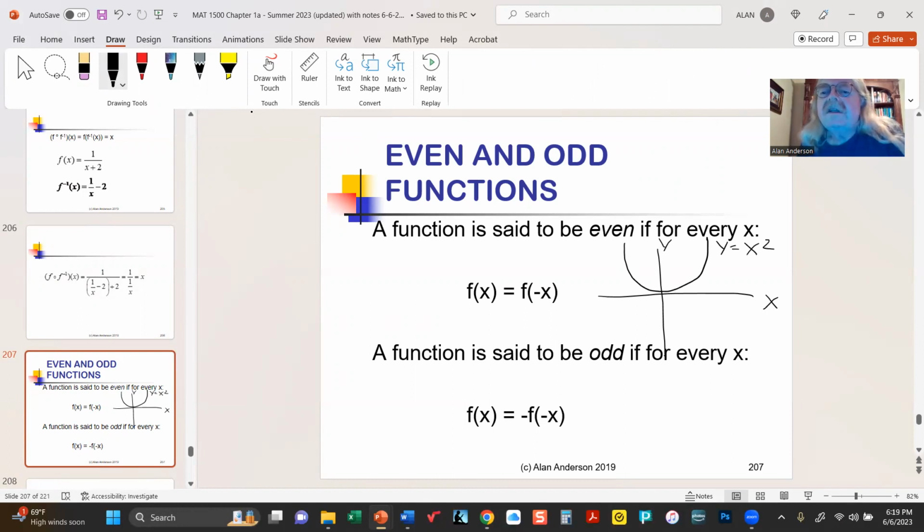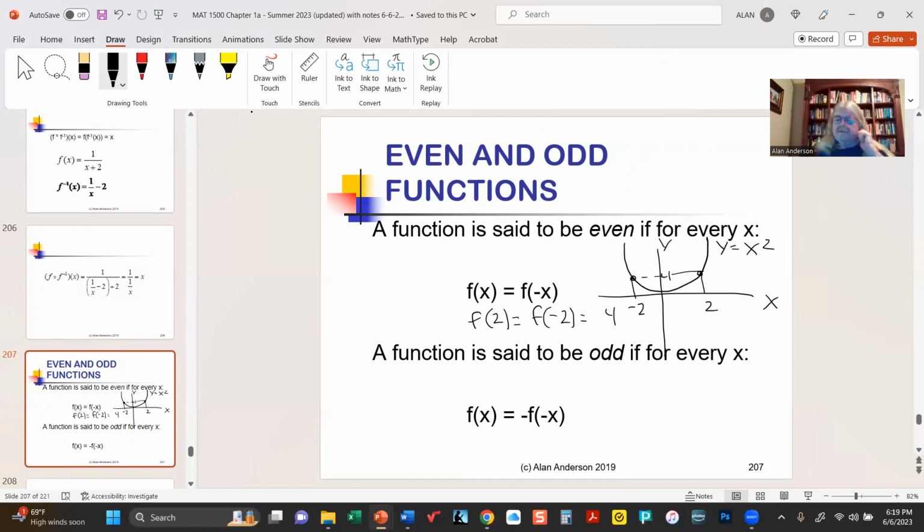Y equals x squared is an even function because, let's say, for example, f of 2 equals f of negative 2, and both of them are 4. And that's true no matter what numbers I pick for x. 3 and negative 3, for example, they're both equal to 9. So y equals x squared would be an example of an even function.